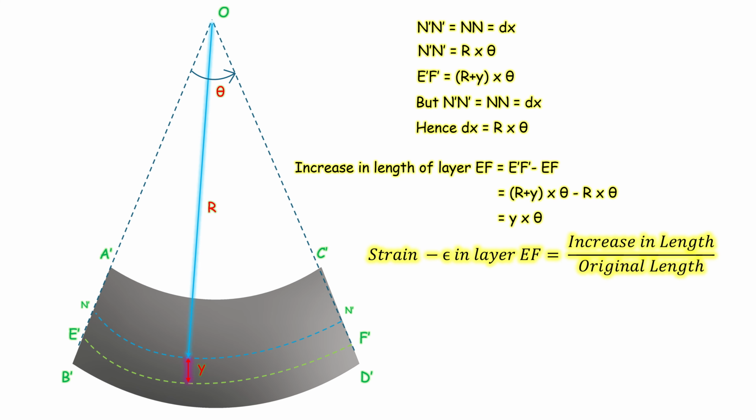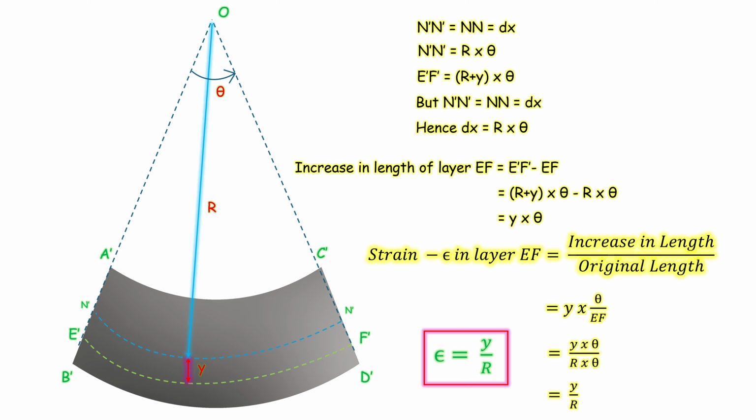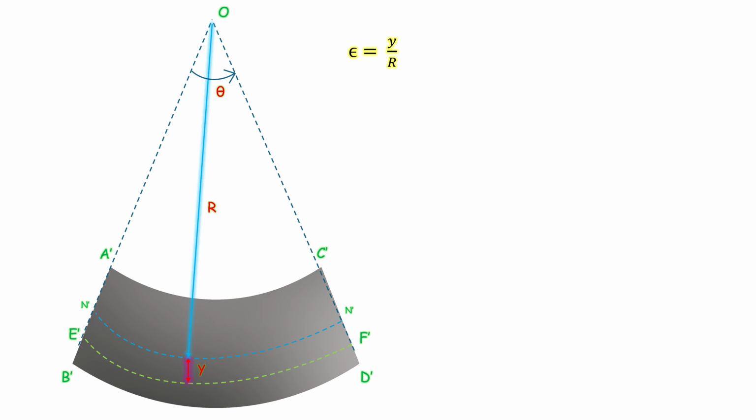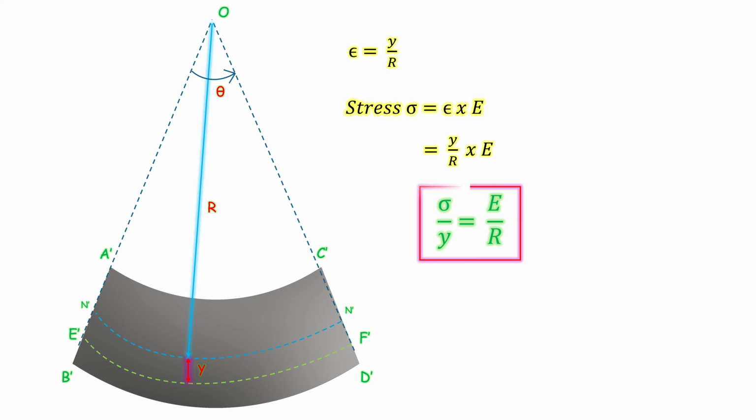Now strain epsilon in layer EF equals increase in length divided by original length equals y into theta divided by R into theta equals y divided by R. Epsilon equals y divided by R. Now the stress can be written as stress sigma equals strain multiplied by Young's modulus equals y divided by R into E. Sigma divided by y equals Young's modulus E divided by R.